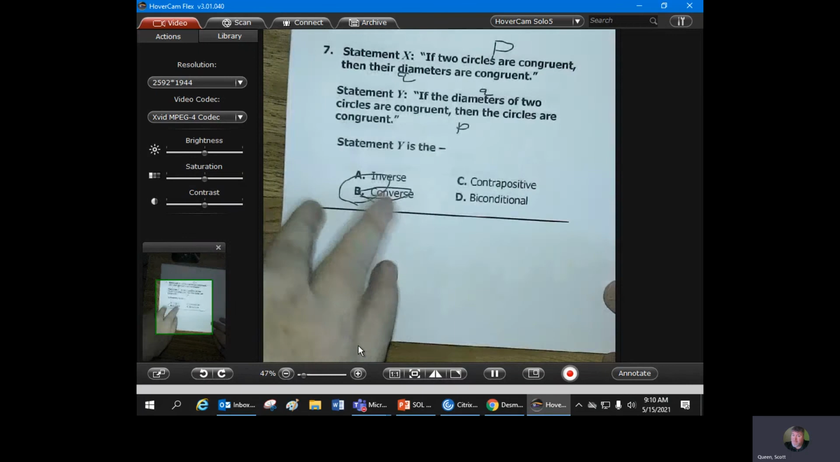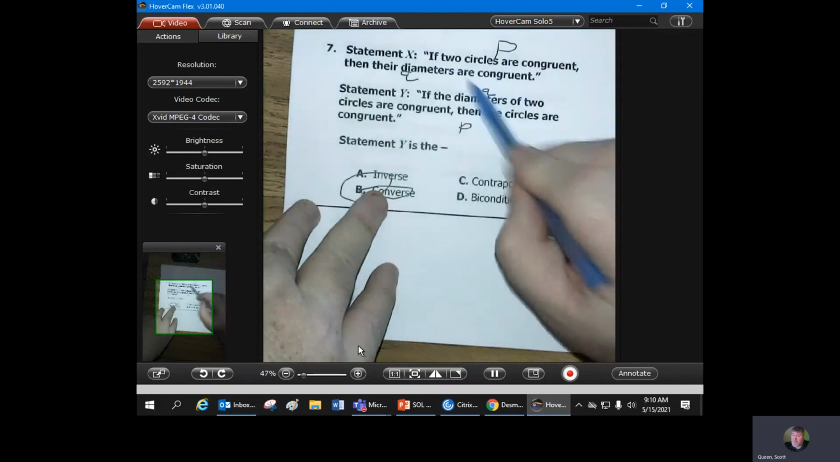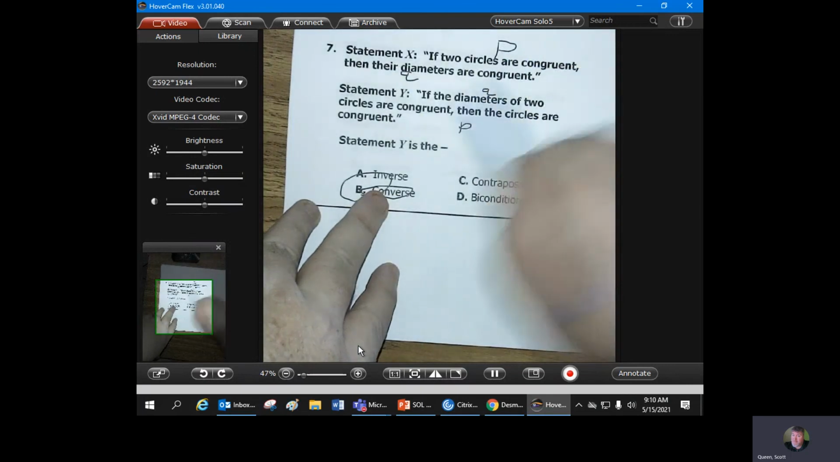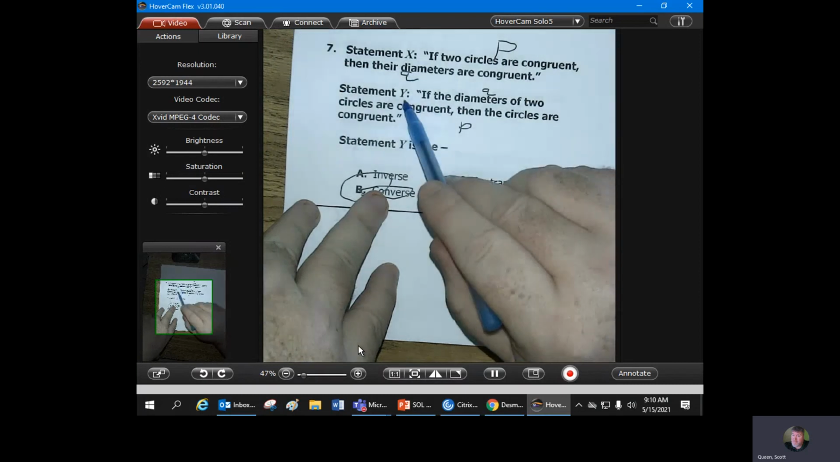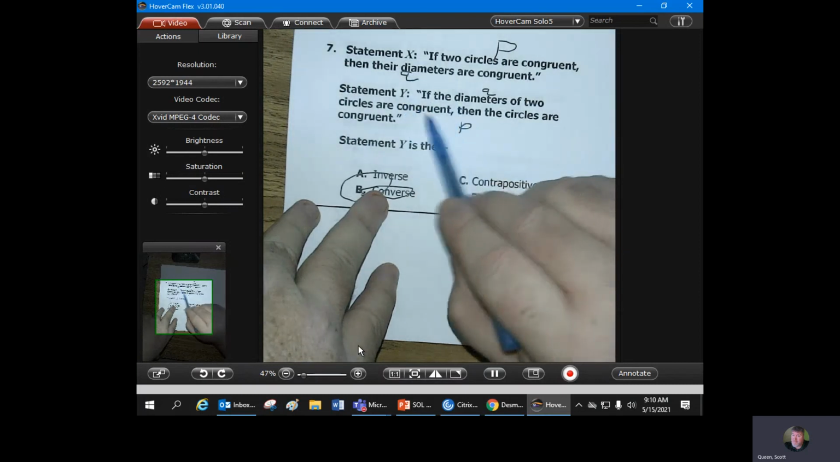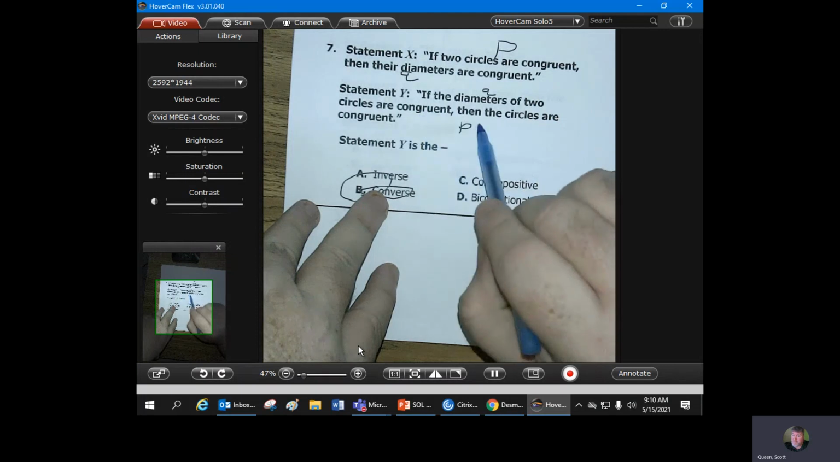Okay, I marked this one up too. Statement X. If two circles are congruent, that's going to be our P, then their diameters are congruent. That's our Q. Statement Y. If the diameters of two circles are congruent, then the circles are congruent.